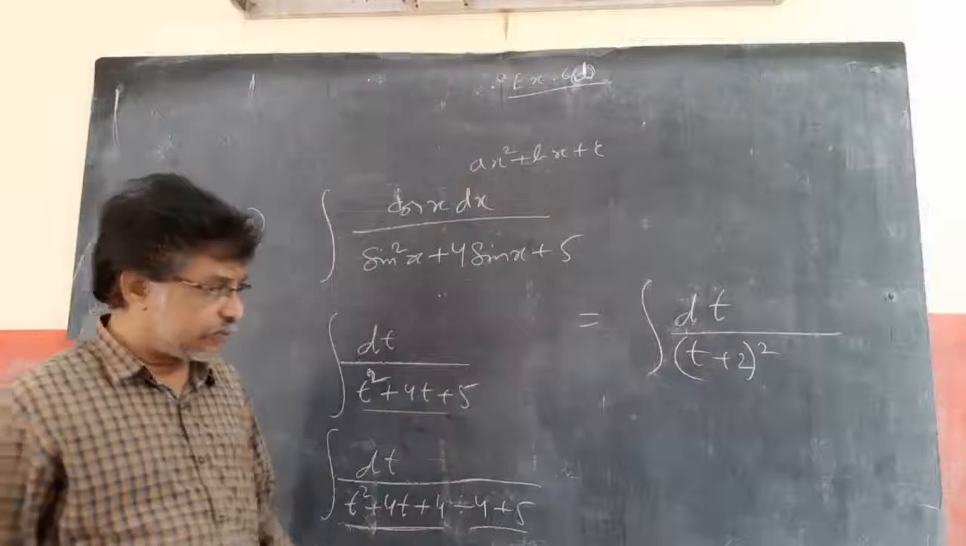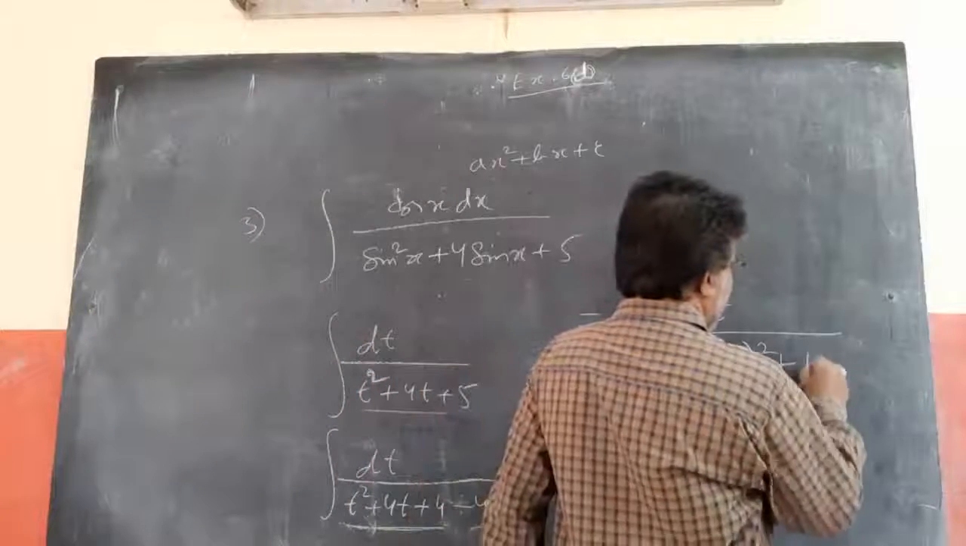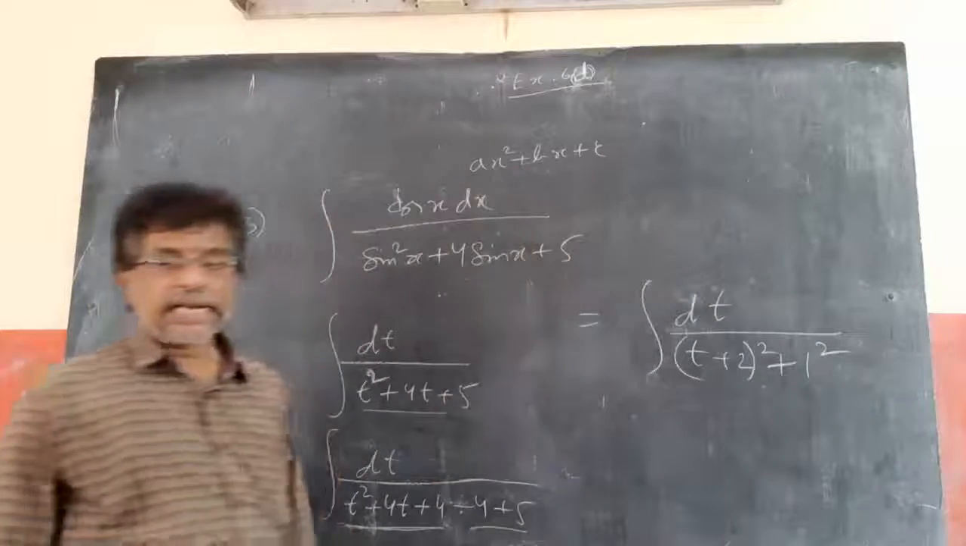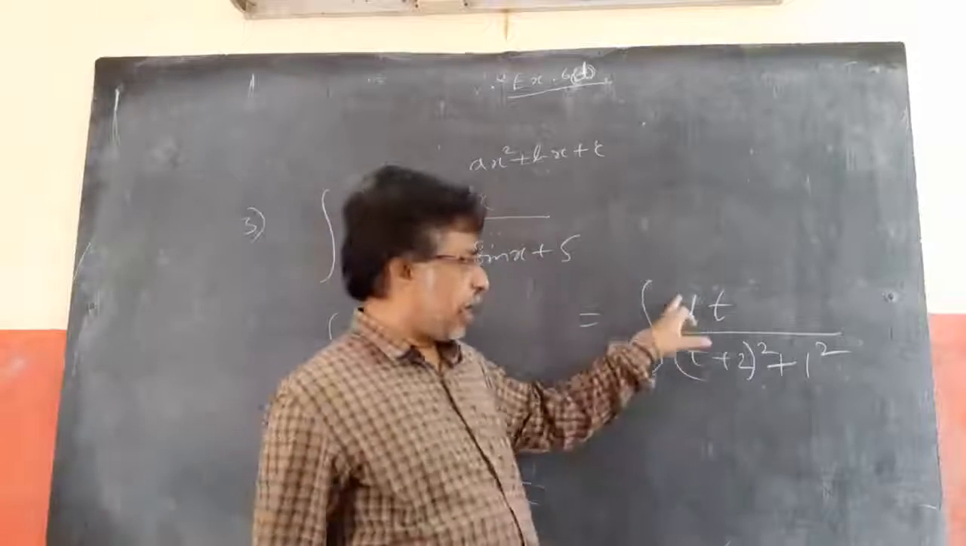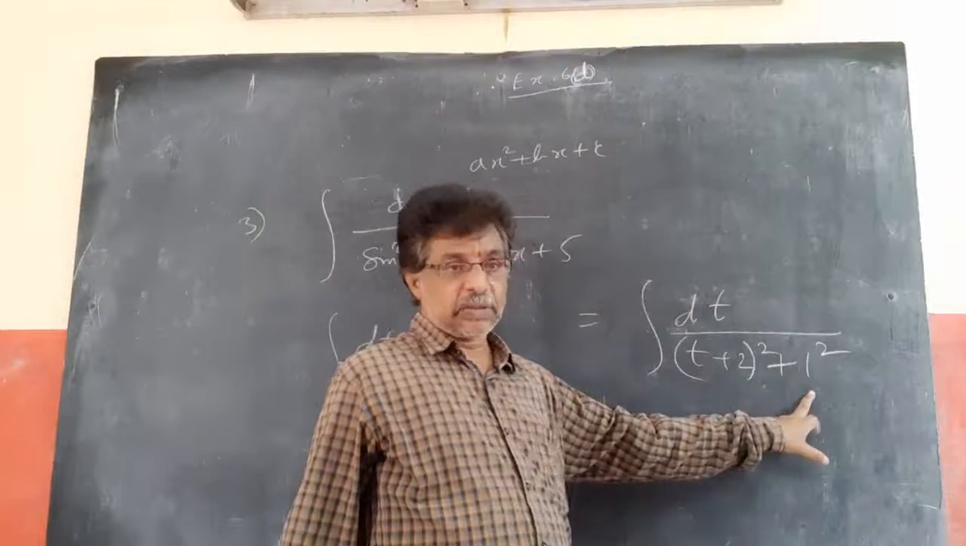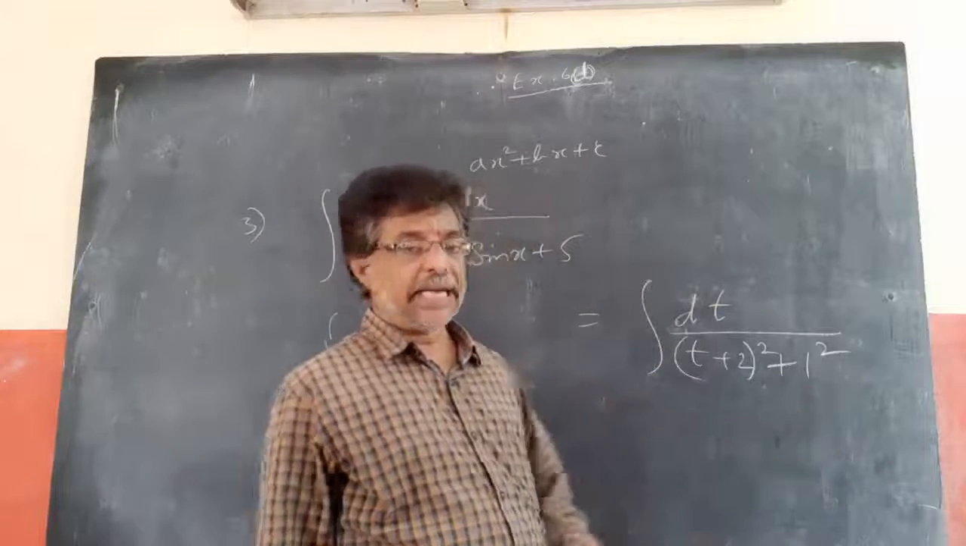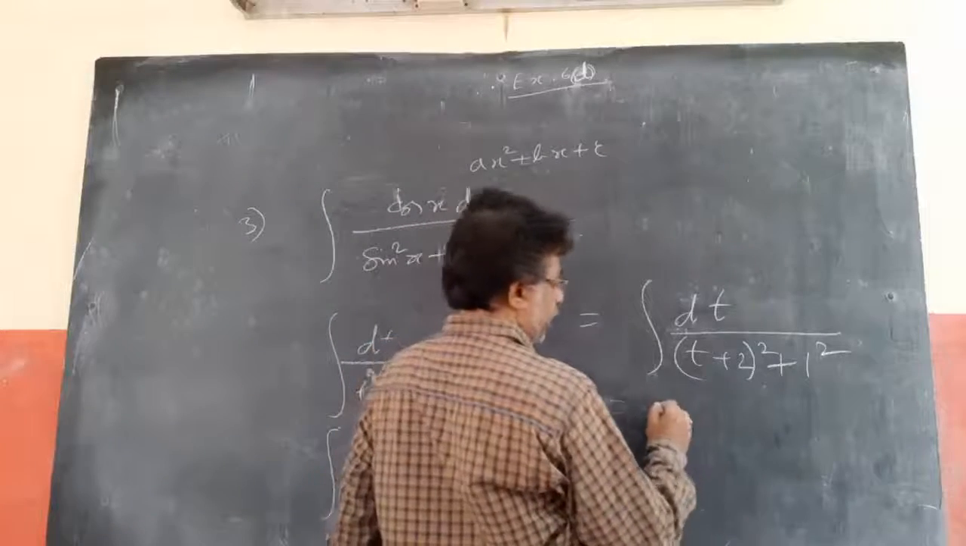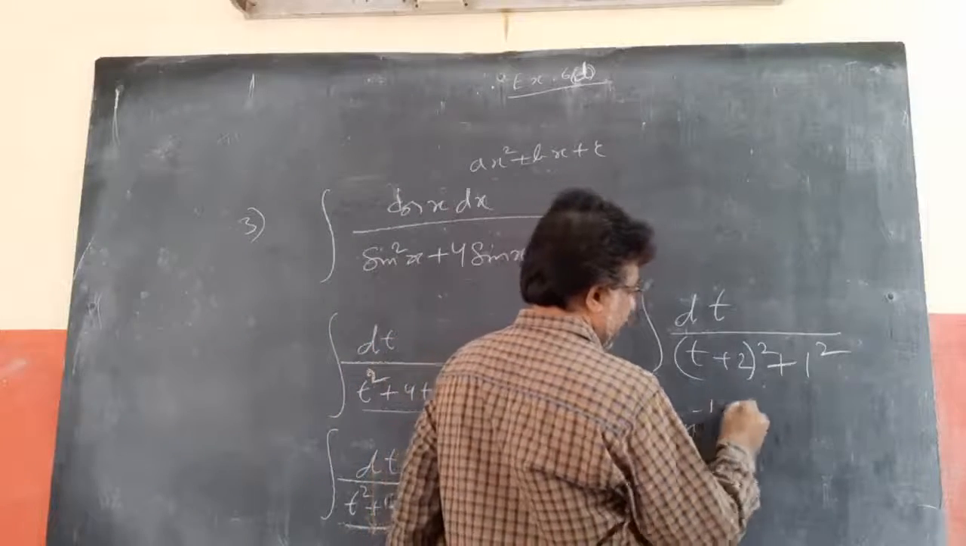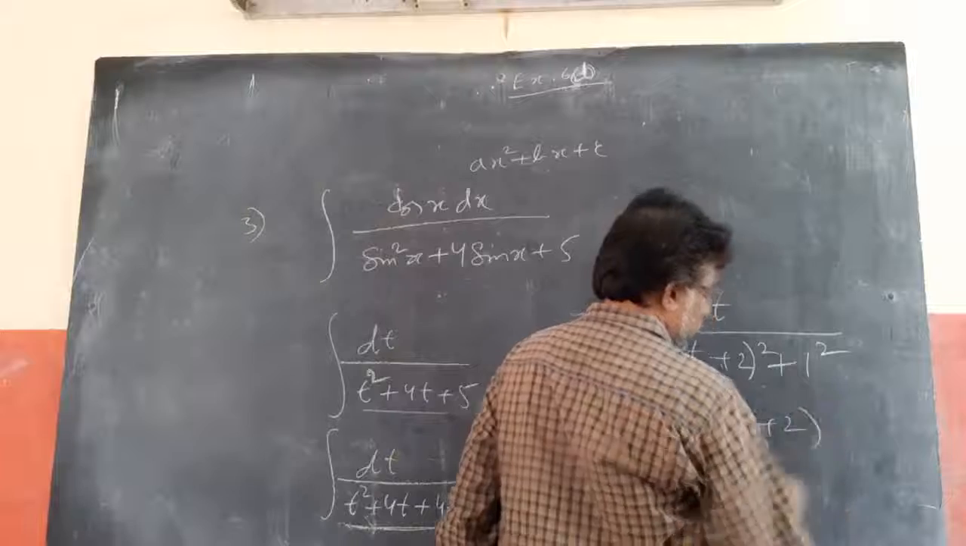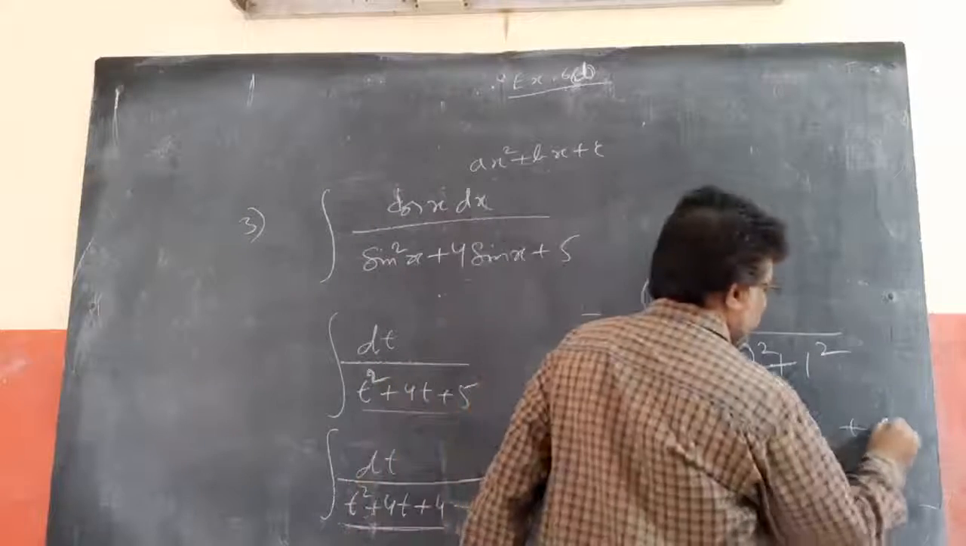Next, 5 minus 4 is 1. 1 I can write as 1 square. Now this is the form of 1 by x square plus a square, which means 1 by a tan inverse x by a. So 1 by 1 tan inverse x by a, that is tan inverse of (t plus 2) by 1, plus c.